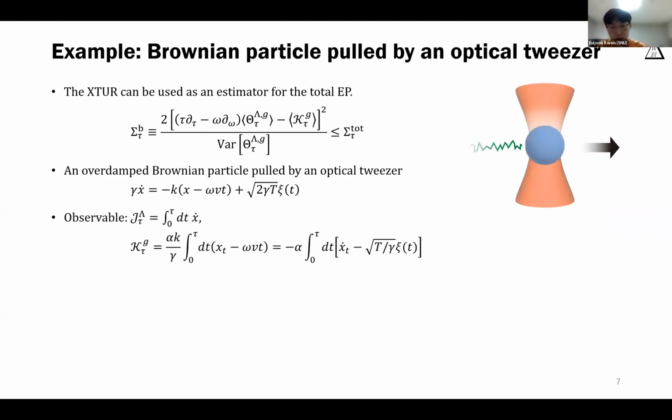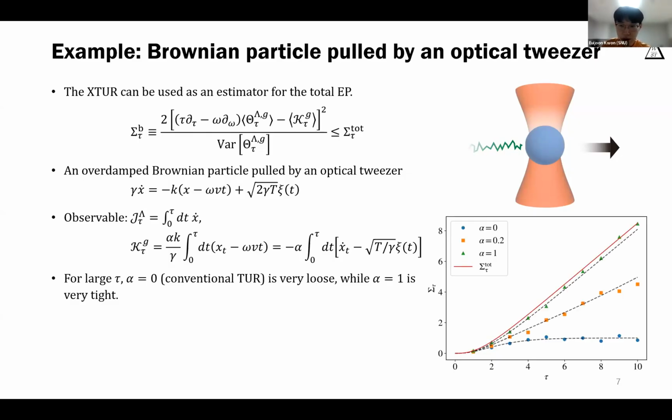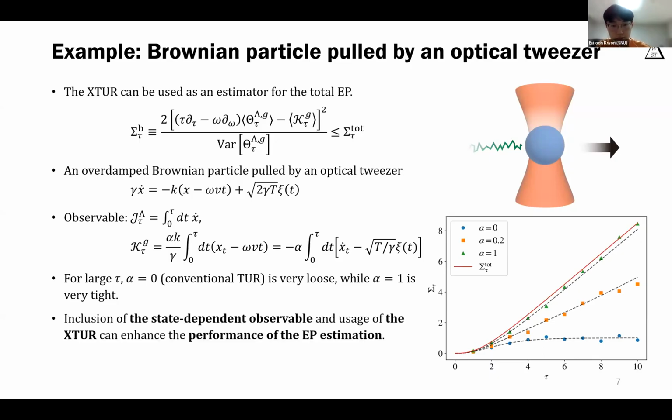We can use any combination of the observers. Here I choose the displacement and the difference of the position of the particle and the optical tweezer. And alpha is the optimization parameter. Using various values of alpha, we can make a tight estimator of the EP.